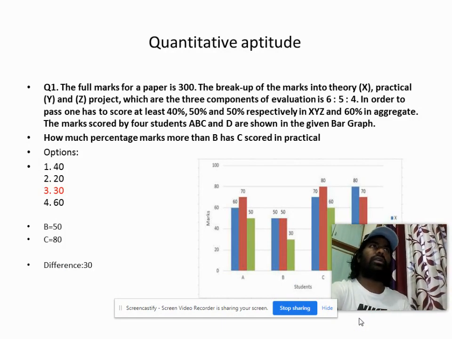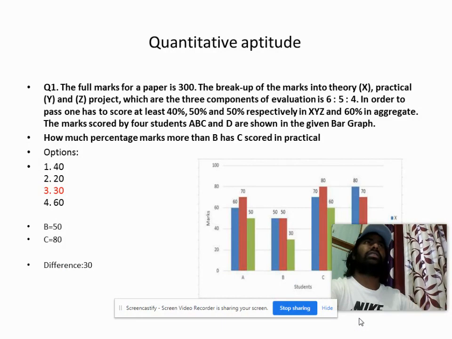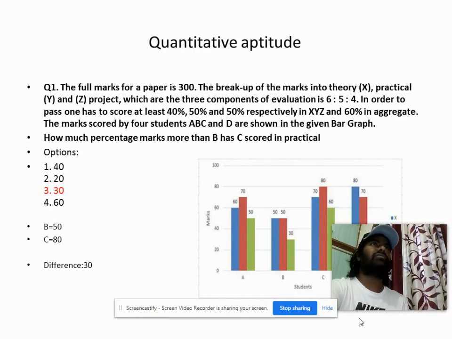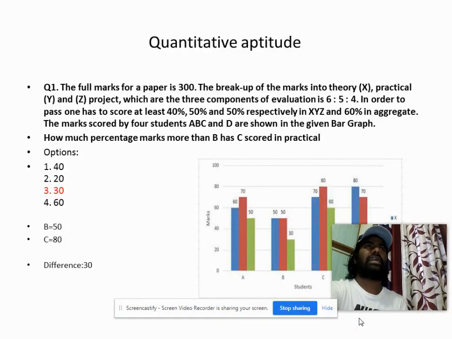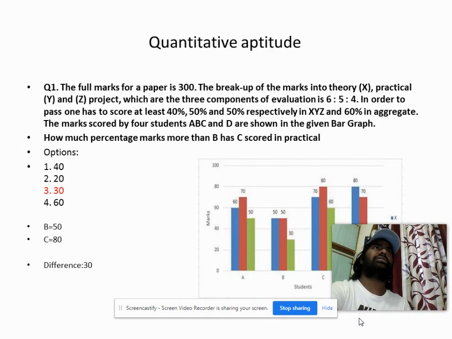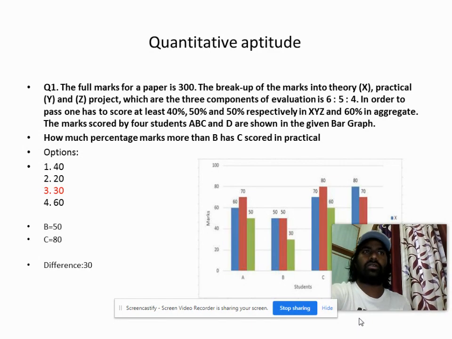So guys, today I'm going to share knowledge about some problems we are going to deal with, quantitative aptitude problems which are asked in most government or competitive exams. So we'll solve them.